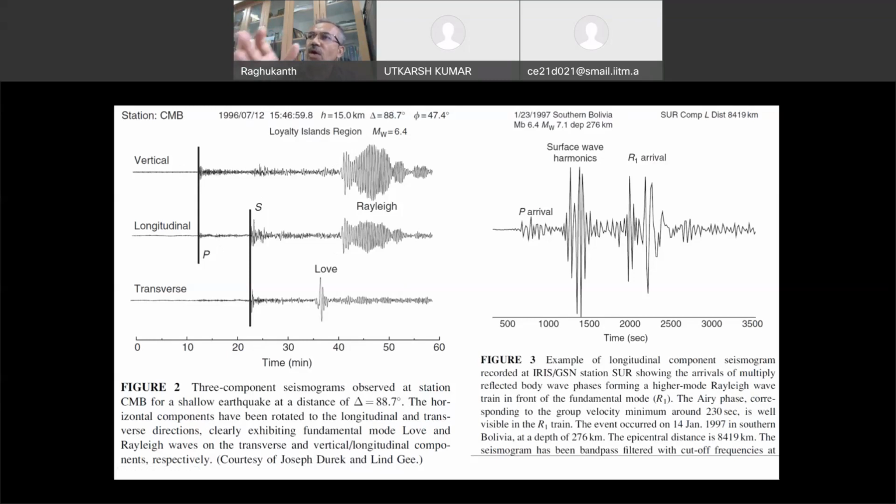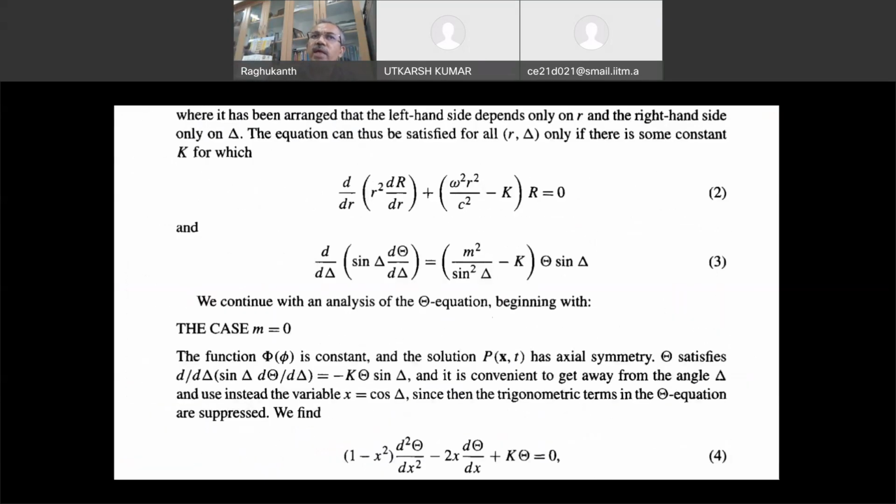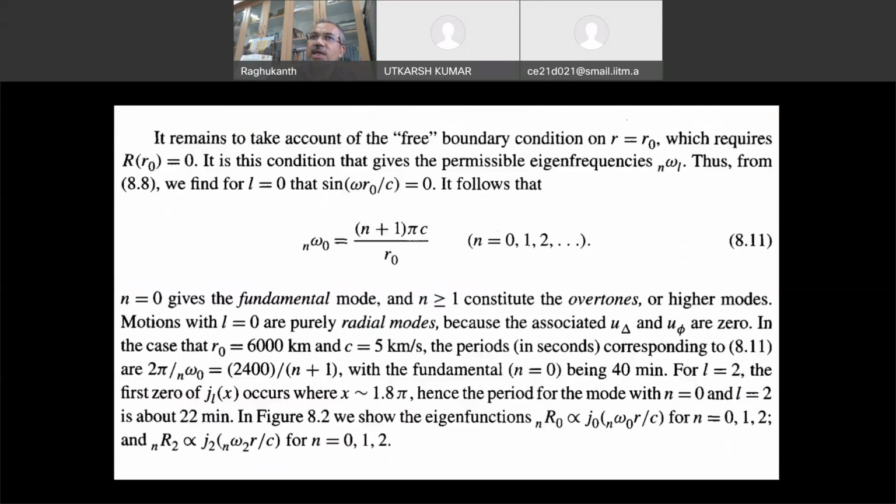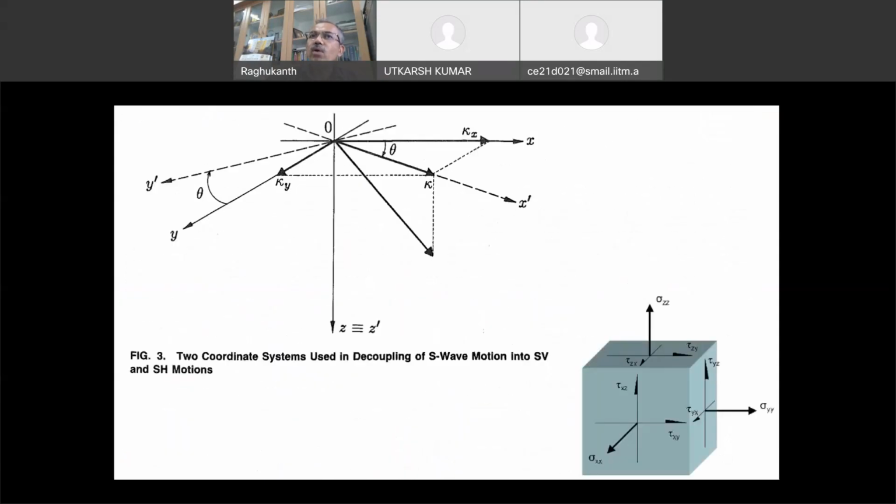But the only trick is you have to rotate the instrument along the vertical, longitudinal, and transverse directions, which I told you in the previous classes also. So mathematically also one can show this is a 2D problem, sir. This 3D problem, we can split into two-dimensional problems. So sigma yy, tau yz as one, that is the Rayleigh wave, and tau yx, that is shear horizontal, that is your Love waves kind of thing.